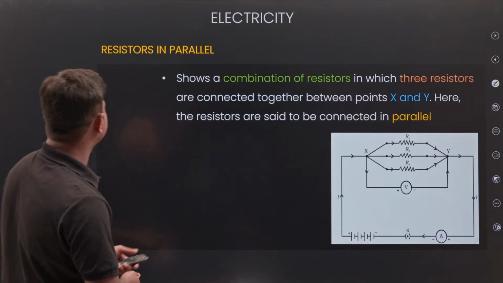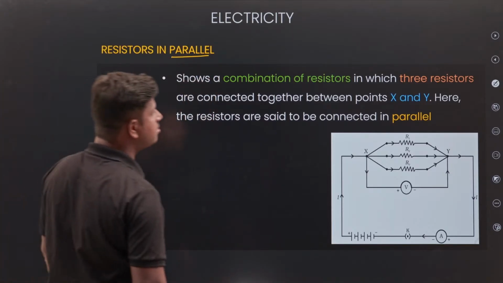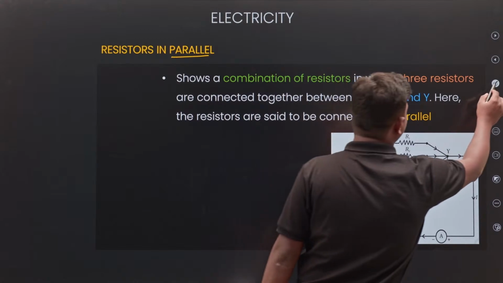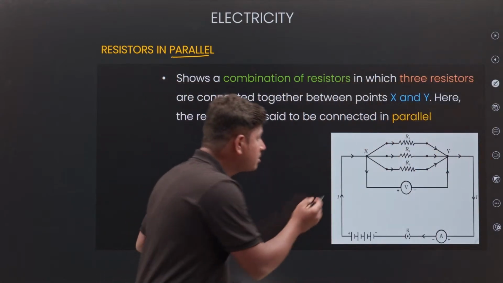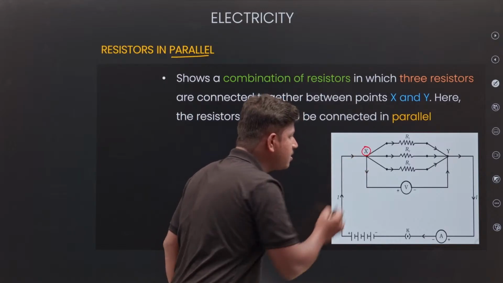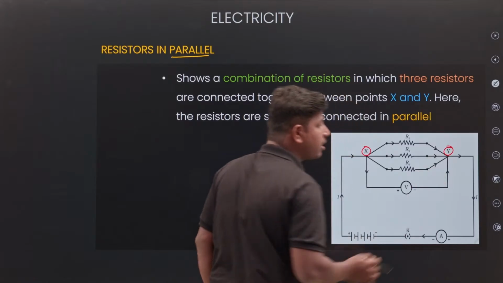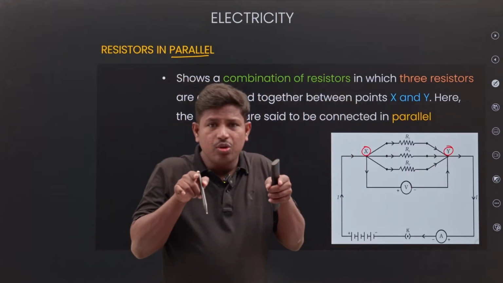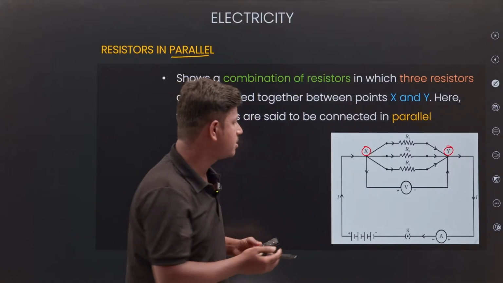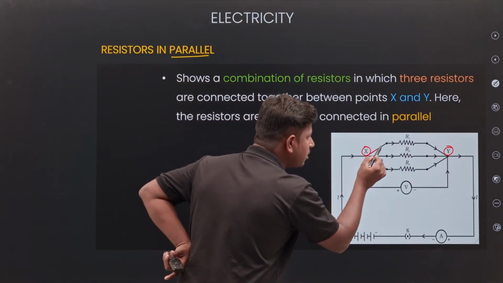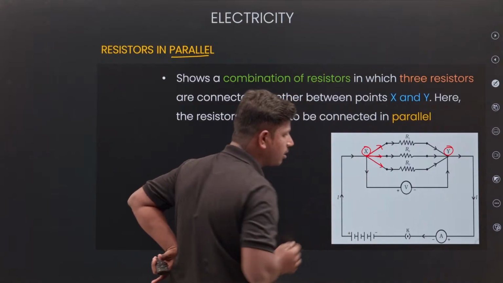Next, resistors in parallel. Parallel means what? Let us take 2 points. X is one point and Y is another point. Between the 2 points we have a number of different paths. See, this is one path, this is the second path, this is the third path.